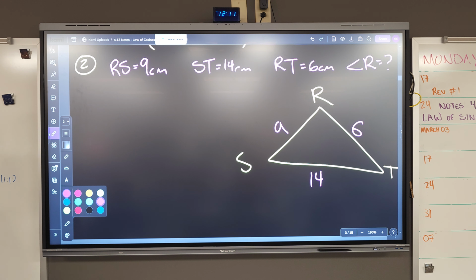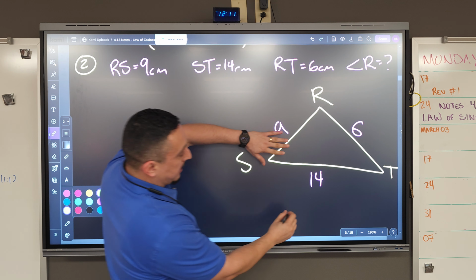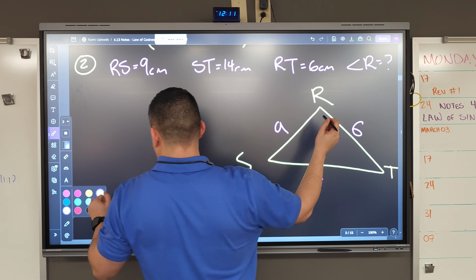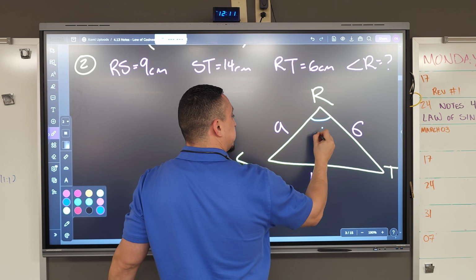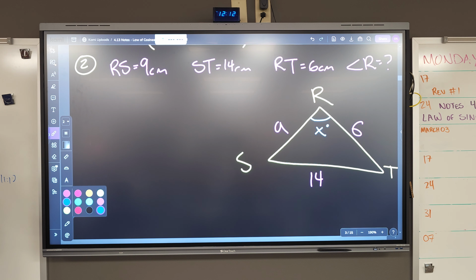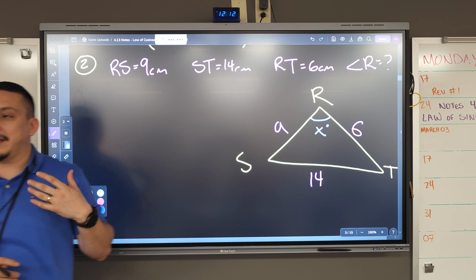All right, be real careful with your labeling. It does look like a 9 because it's sideways. But we know it's a 9, right? Before I label my sides, they want angle R. So I want this one. Is that okay? Now that I extracted the information, now I can relabel, okay?